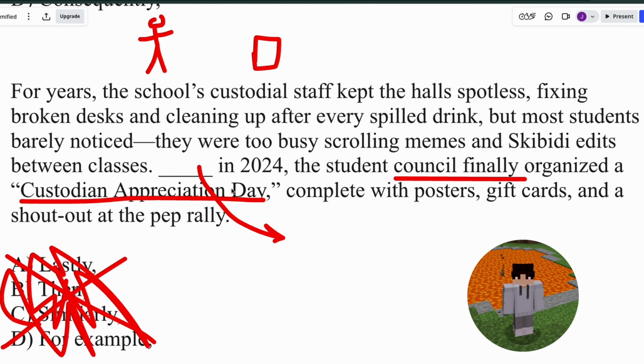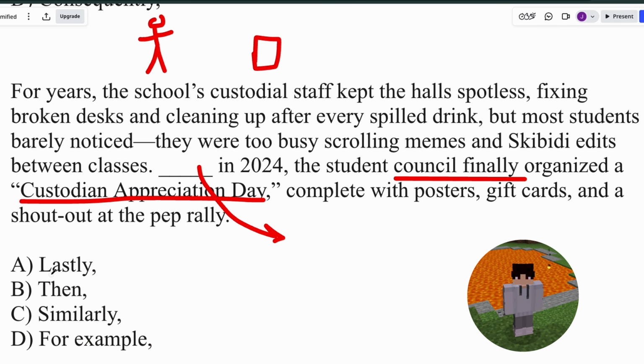Yeah, "later on" probably works, because I guess they're not really saying that it's a result of the students barely noticing. They just said that the council ended up changing their mind on this and they decided to appreciate them finally. So yeah, I'm looking for something like either "as a result" or something like "later on." Now your job is to find the choice that best matches your prediction.